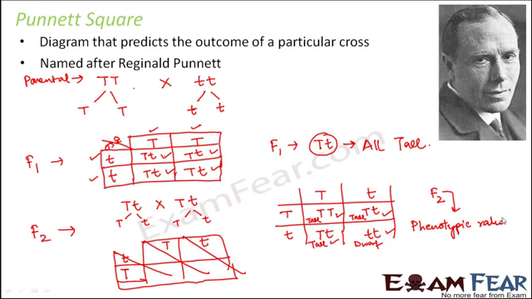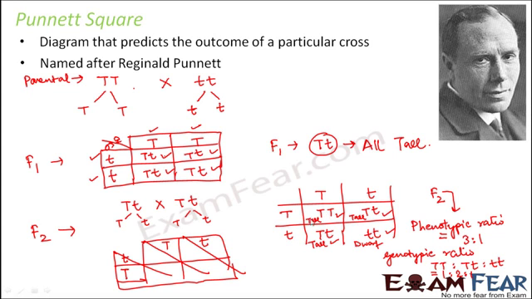The phenotypic ratio is going to be the ratio of tall to dwarf. So there are 3 tall for 1 dwarf. So 3:1 is the phenotypic ratio. Similarly, you can find out the genotypic ratio by looking at the outcomes from the Punnett square, that is capital T capital T to capital T small t to small t small t, which is equal to 1:2:1.